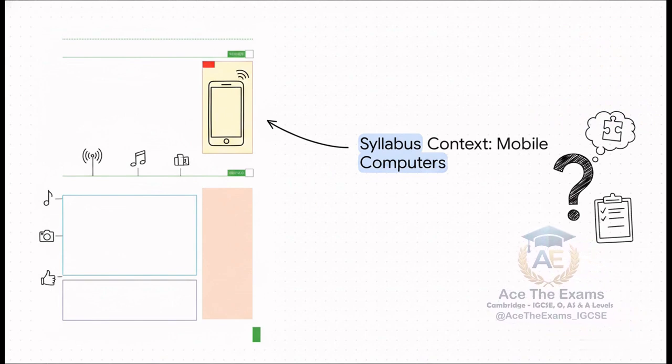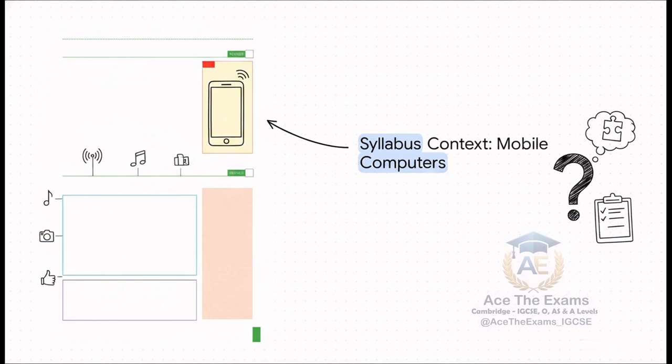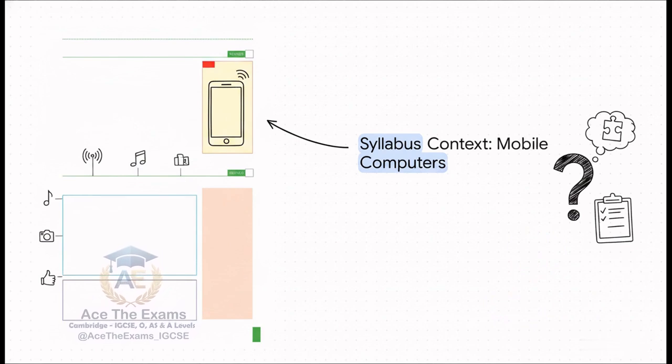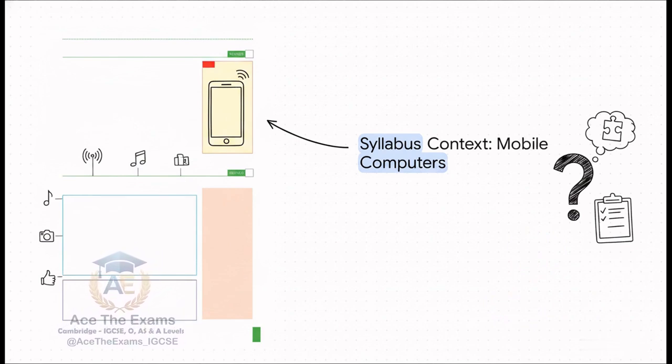As we can see in the syllabus context for mobile computers, sure, you're required to know that a smartphone is small, it's portable, it connects to Wi-Fi and cellular networks, and it handles multimedia. That's all great, but simply knowing the technical definition of a smartphone does not mean you know how to satisfy the examiner's hyper-specific mark scheme.